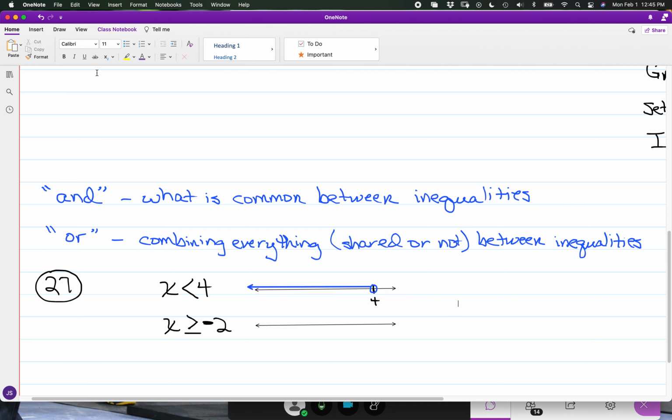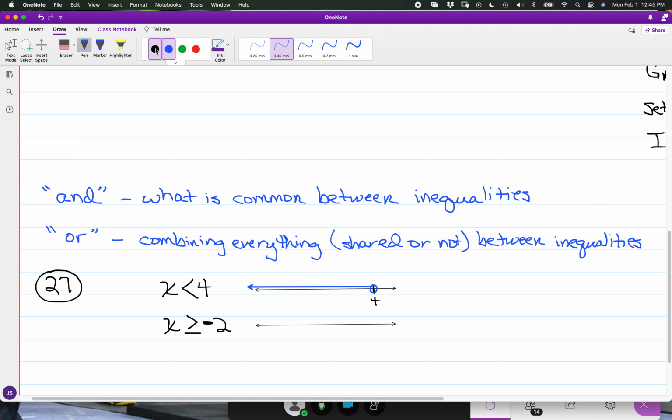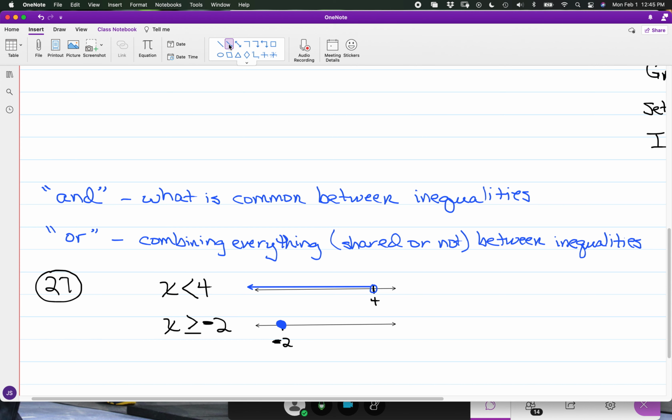Now for what we have for x is greater than or equal to negative 2, so we have negative 2. And thanks to the equal sign, negative 2 is going to be part of the set. So I'm going to have a closed point at negative 2. And the rest I have greater than, so I'm going to have a ray to go continuously to the right.